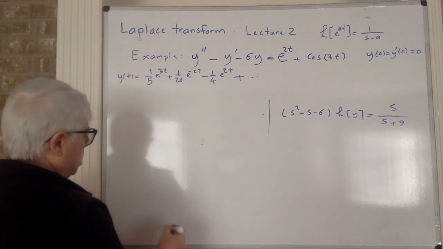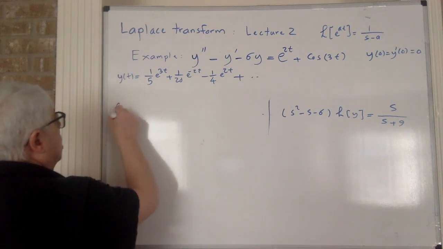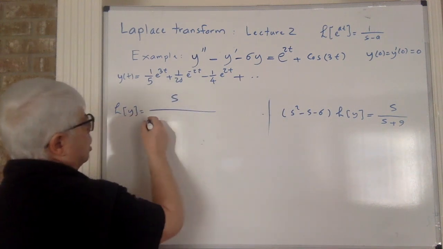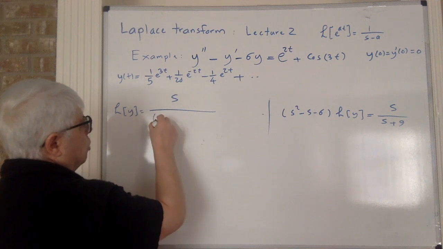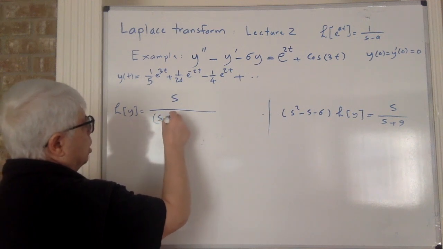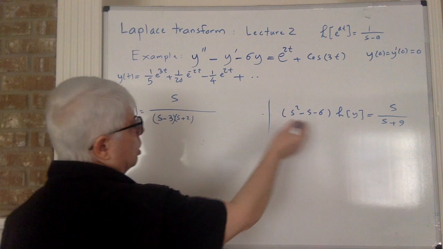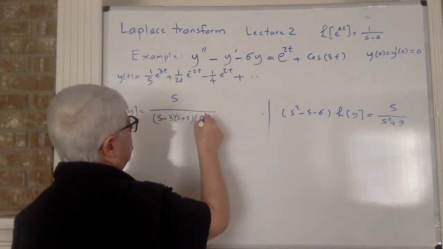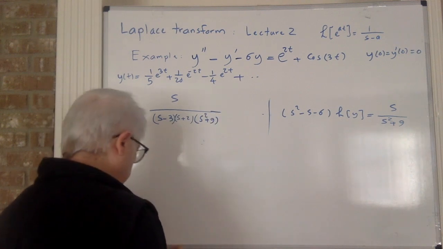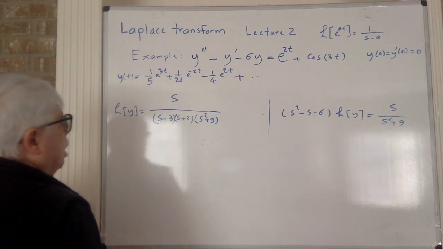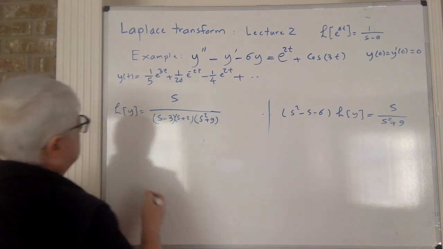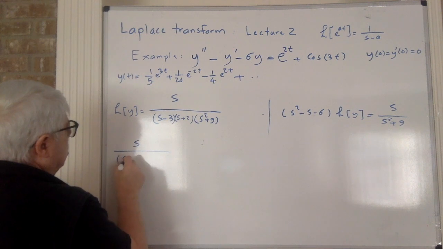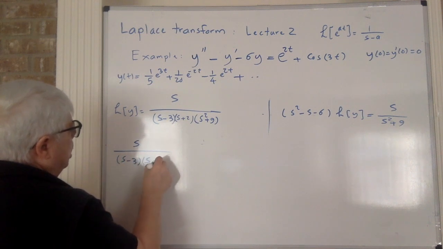So what do we get in the end? I have L of y is s divided by this thing, which I found to be (s minus 3)(s plus 2)(s minus 2), times, that was s squared, not s, times s squared plus 9. Okay. Well, I'm not going to use any system. Let's do it by hand for now.